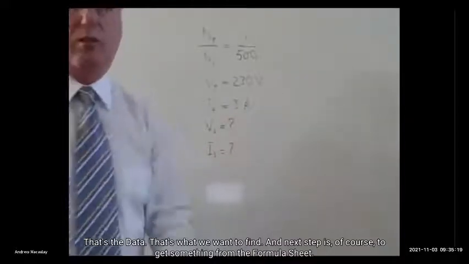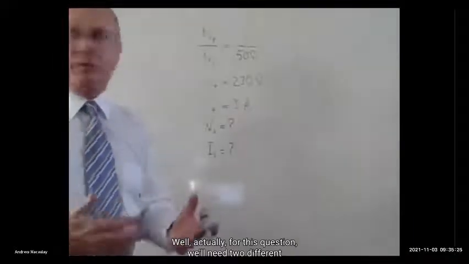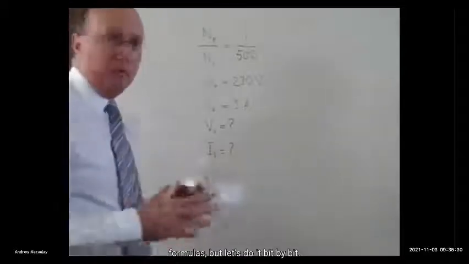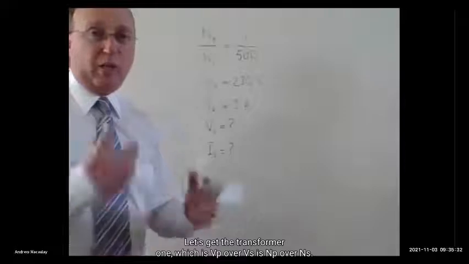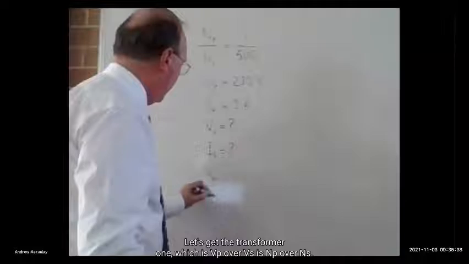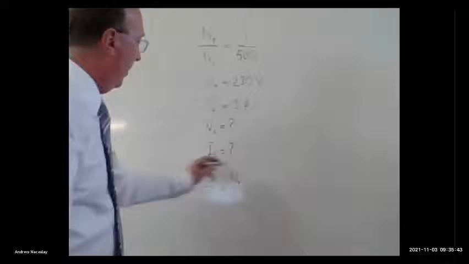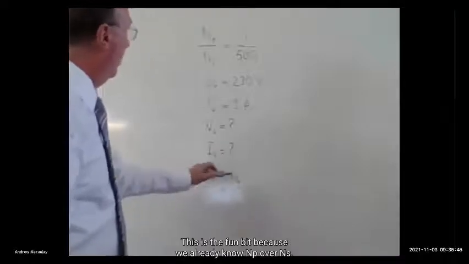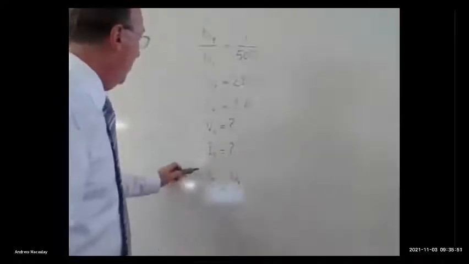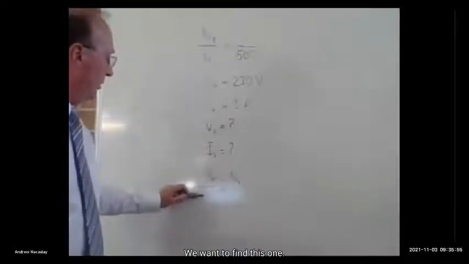The next step is, of course, to get something from the formula sheet. For this question, we'll need 2 different formulas, but let's do it bit by bit. Let's get the transformer one, which is VP over VS is NP over NS. This is the fun bit, because we already know NP over NS. We know the primary voltage. We want to find this one.